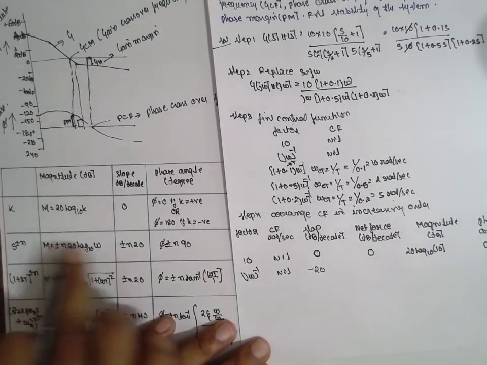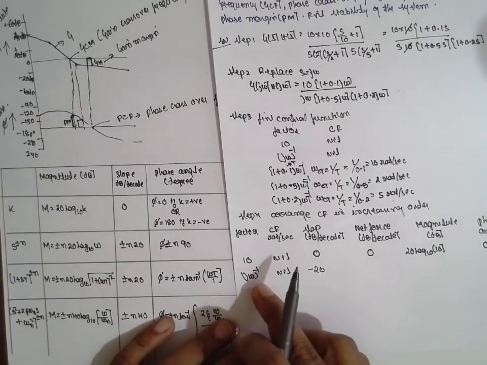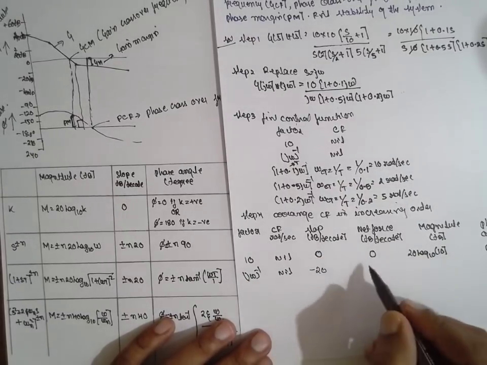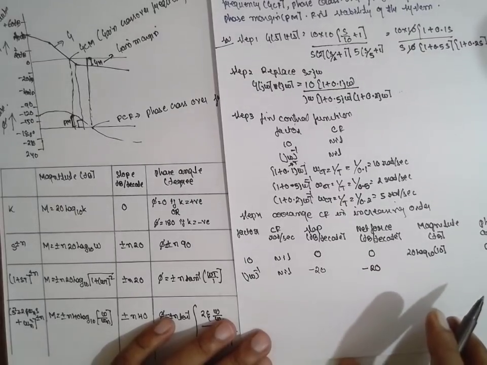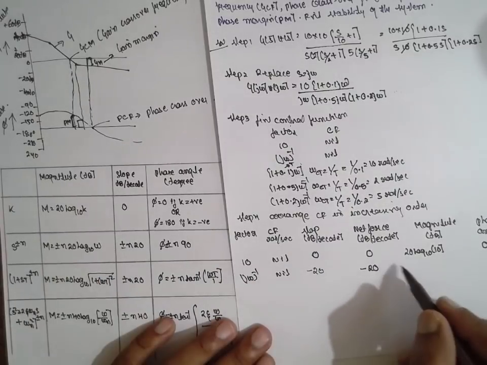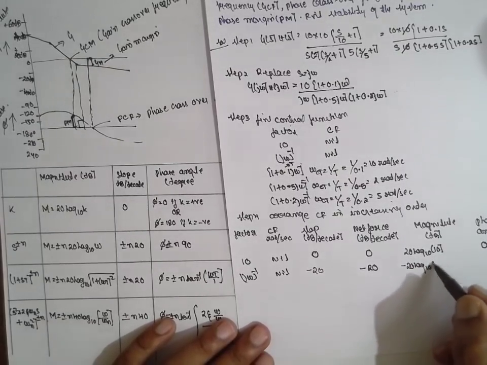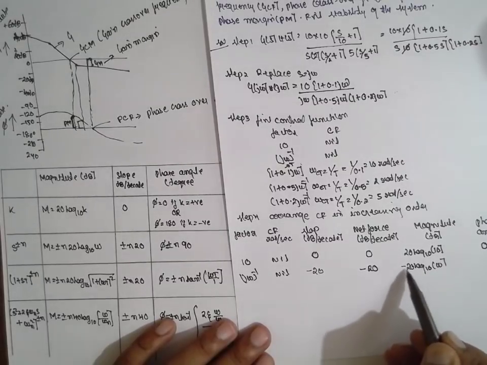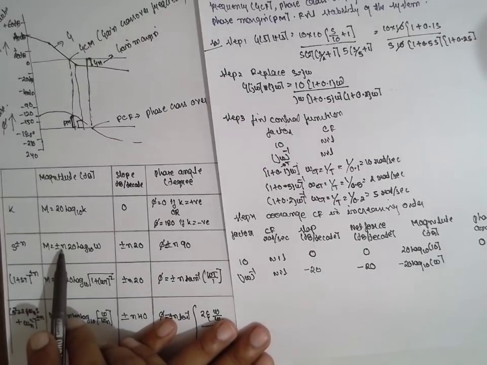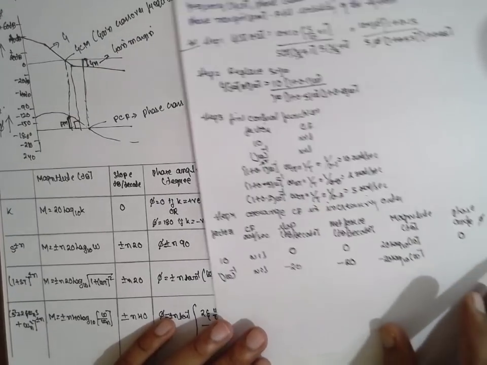If it is a square, then you have to do 2 into 20. If it is a cube, 3 into 20, you have to do it here. Now, there is no square or cube here. Therefore, minus 20, that's it. What is net? 0 plus 0 plus minus 20, it is minus 20. For this one, what I have to write? I have to write minus 20 log 10 raised to omega. If it is a square, 2 into 20, here you have to write minus 40 log omega. Okay. You have to follow this procedure.